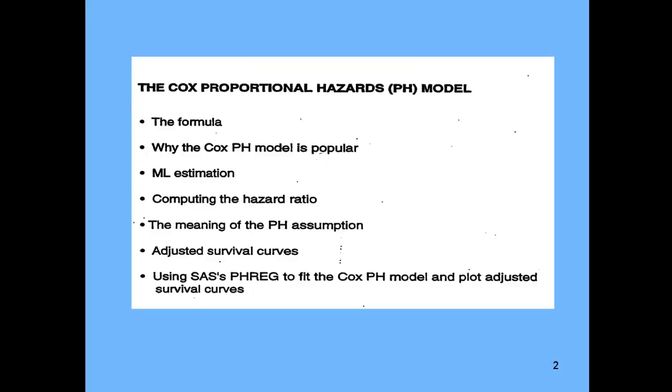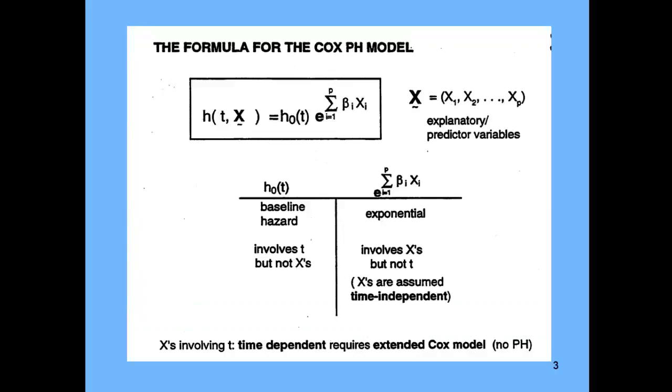So what we did on Tuesday was we started talking about the Cox proportional hazards model. We spent most of the class doing that, and we looked at the formula. It's the formula for the hazard function, the hazard function of time t for an individual with a certain collection of predictor variables. It's the product of two parts.